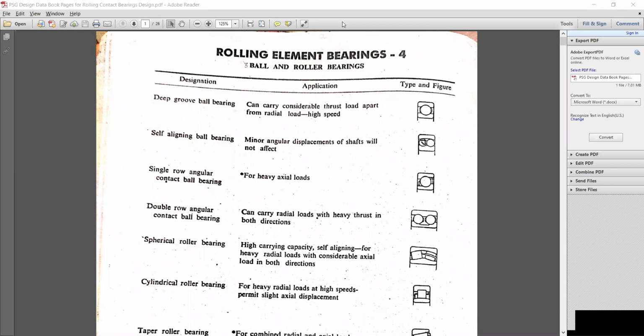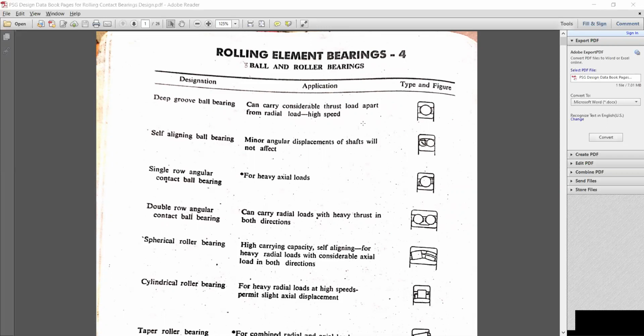I'm Sagar Dhotre. Today we will discuss the design of a rolling contact bearing, or you can say the design of a roller type of bearing. So we will discuss the normal deep groove ball bearing, angular contact bearing, then roller spherical bearing.